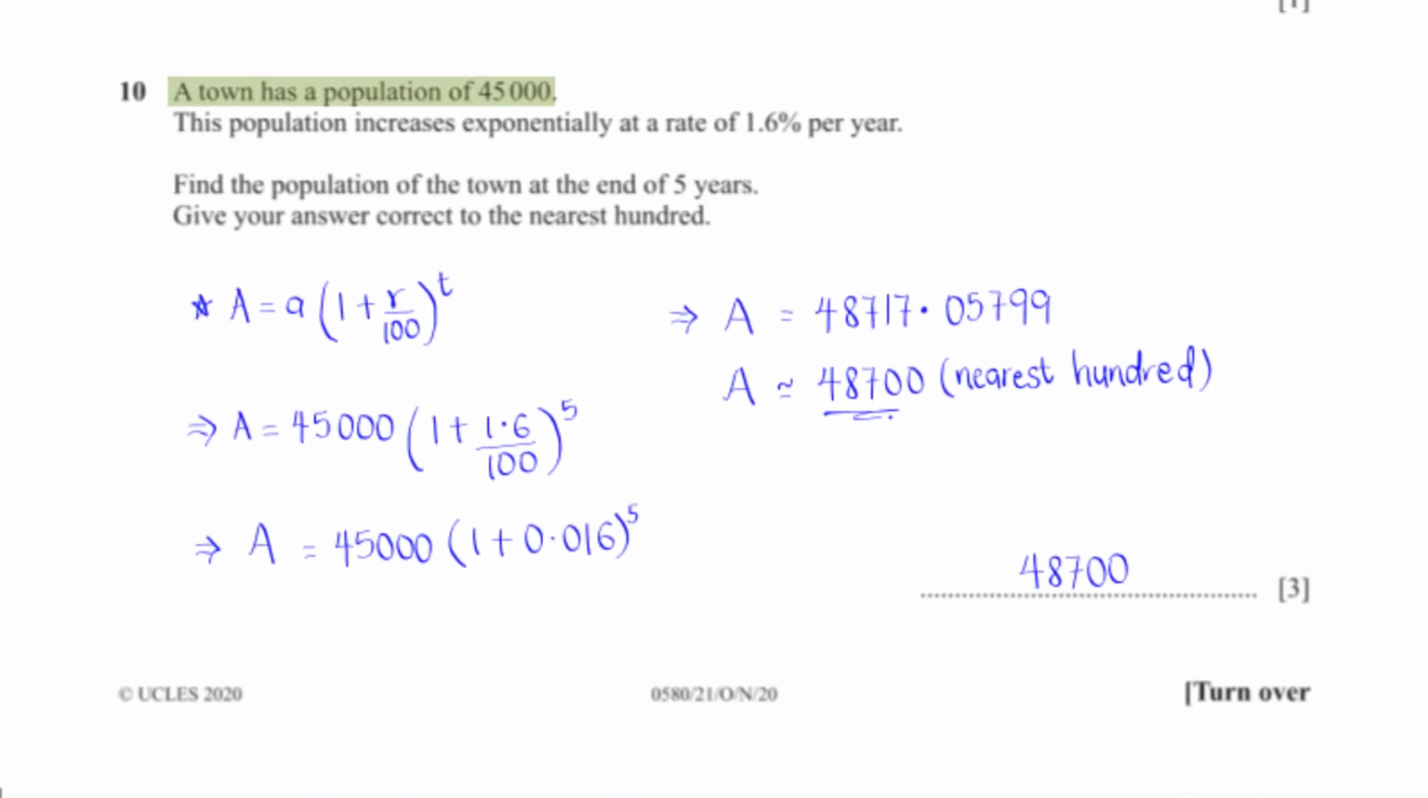A town has a population of 45,000. This population increases exponentially at a rate of 1.6% per year. Find the population of the town at the end of 5 years. Give your answer correct to the nearest 100.